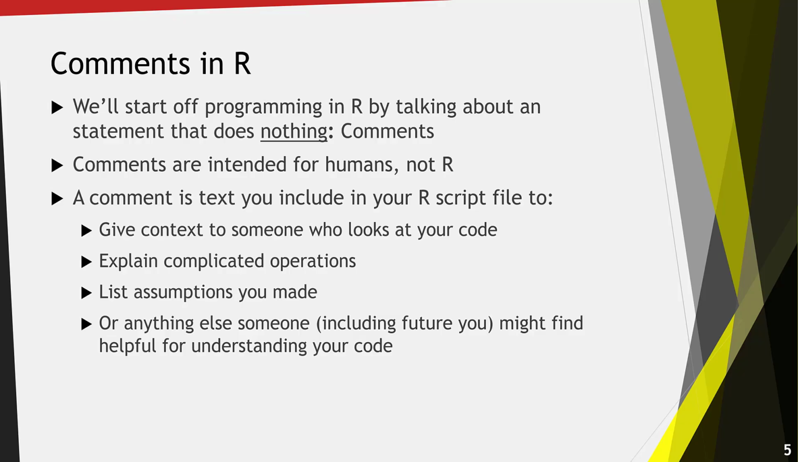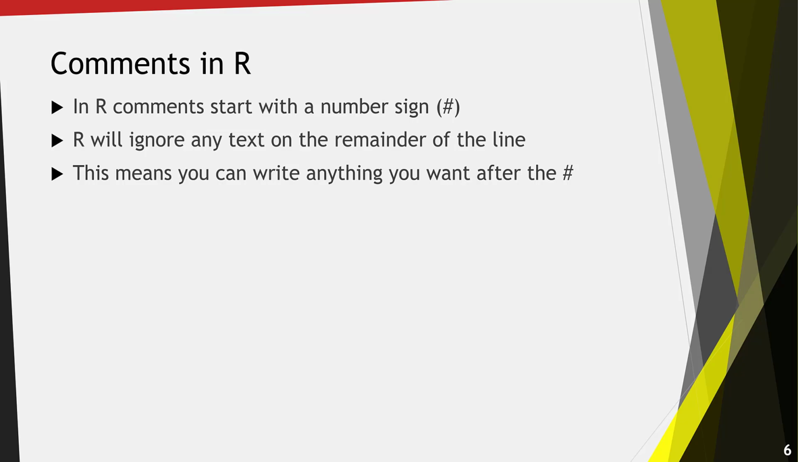You might write some code, put it aside for a few months or even a few years, and then come back and look at it and wonder who exactly wrote it. Comments can help you not only inform other people who read your code, but yourself in the future. Comments in R start with the number sign. You can call it a hashtag if you want. I've heard it called an octothorpe, many names for that symbol.